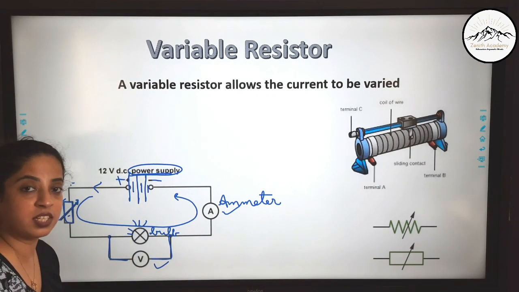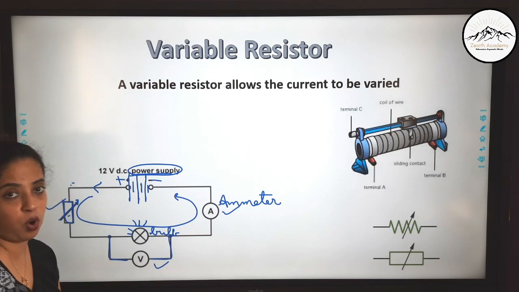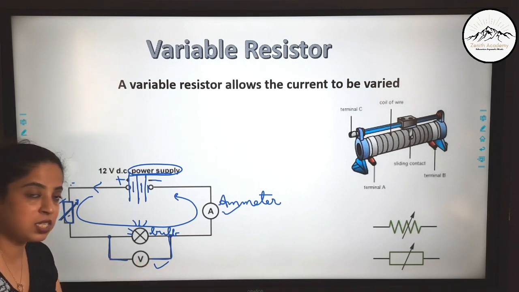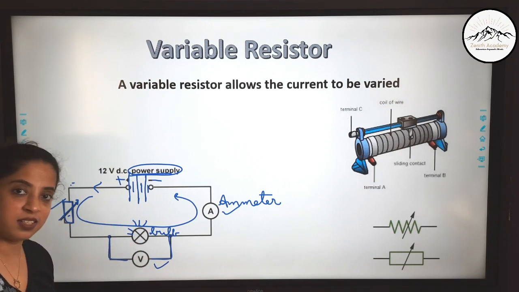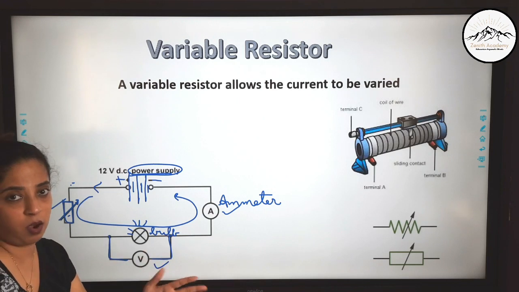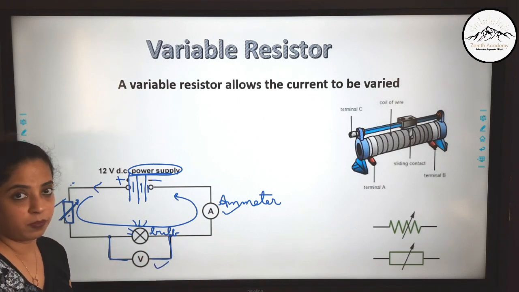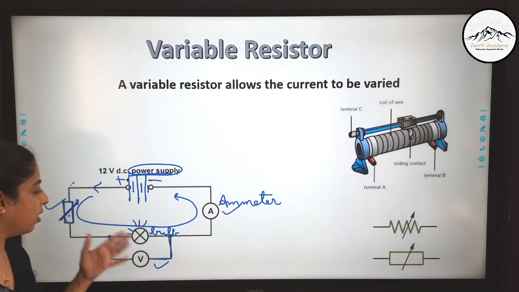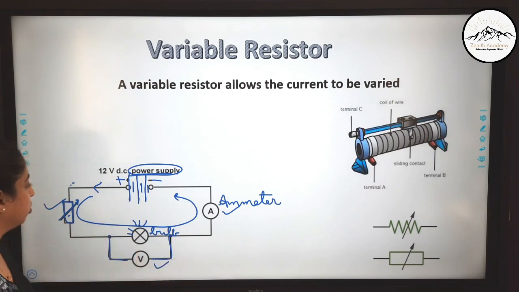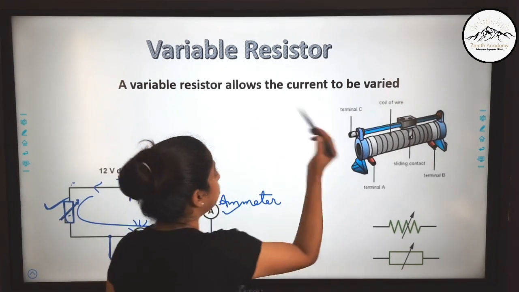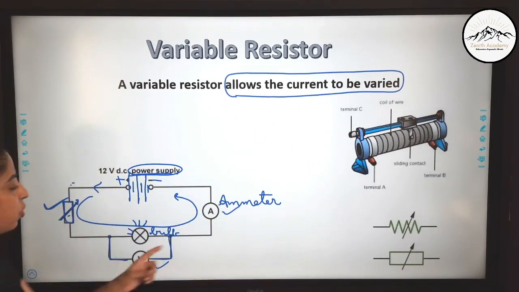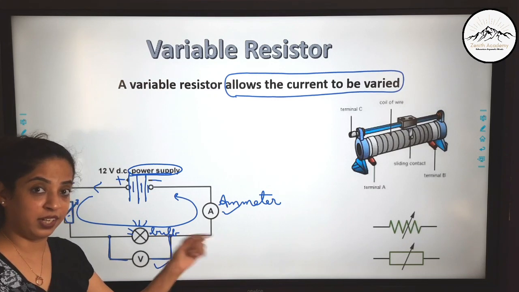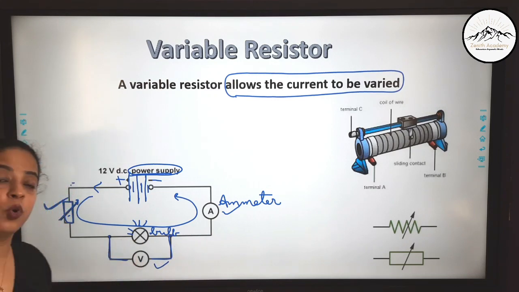If we increase the resistance, means we are obstructing the flow of electrons, then very less current will pass and then the bulb will become dim. And if we decrease the resistance, that is we are offering less obstruction, then more current will go. So more current will be able to pass through, then the bulb will glow brightly. So this is the use of variable resistor, to allow the current to be varied. So when you change the resistor, you will also note a change in the ammeter reading and a corresponding change in the voltmeter reading too.